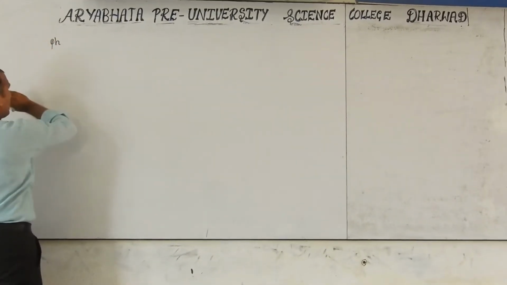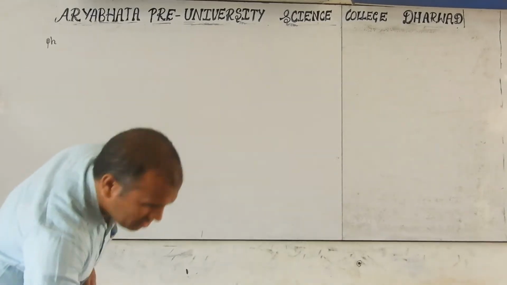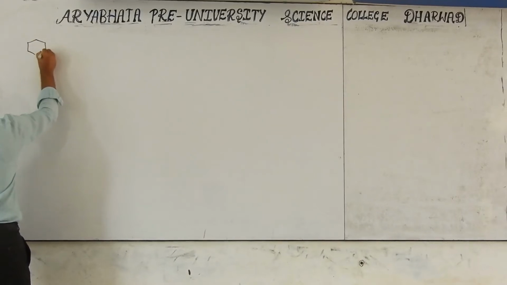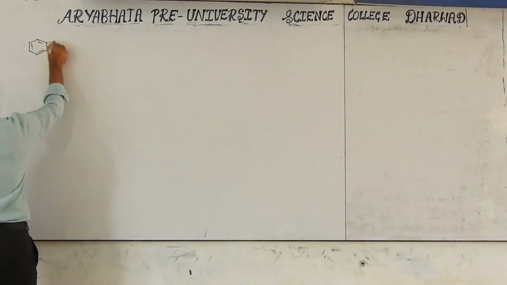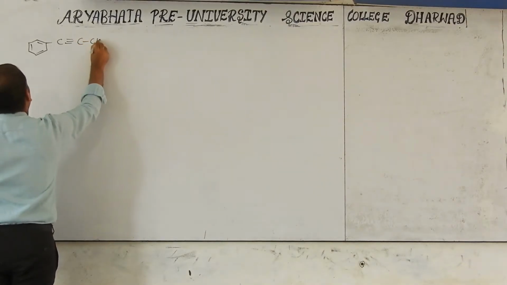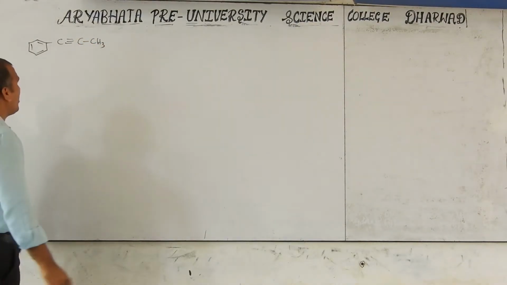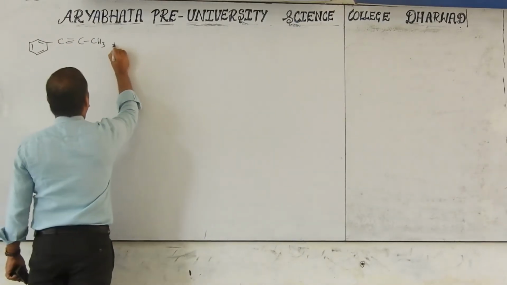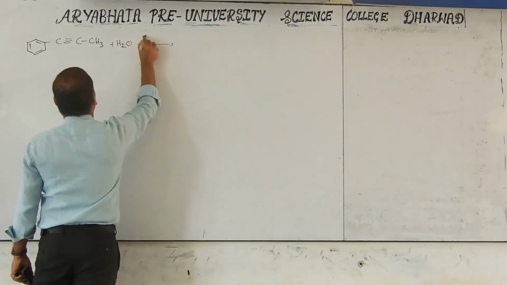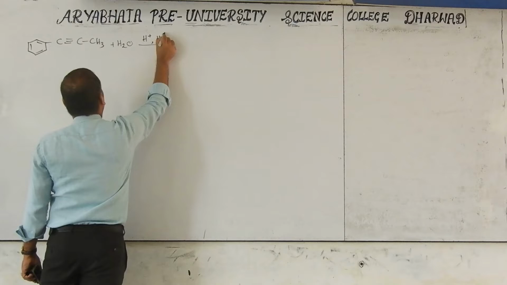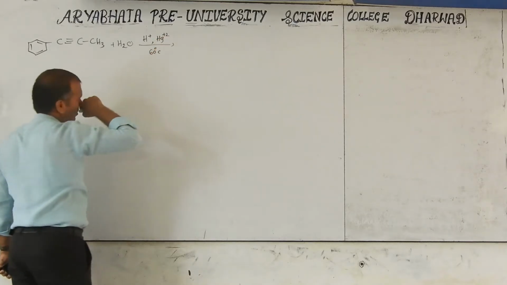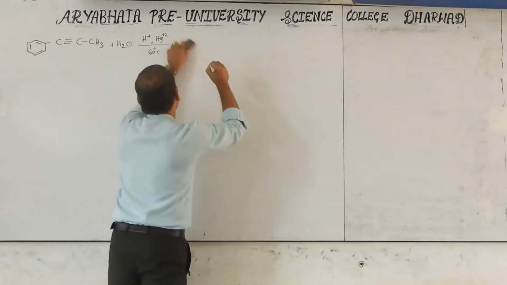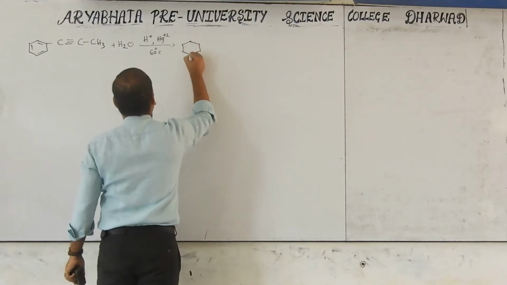One question has phenyl meaning benzene. Here also it is unsymmetrical. One side has benzene, another side has CH3. If hydration happens here in the presence of H plus and Hg plus at 60 degrees Celsius, then what will be the product? What are you expecting? Two products or one product?